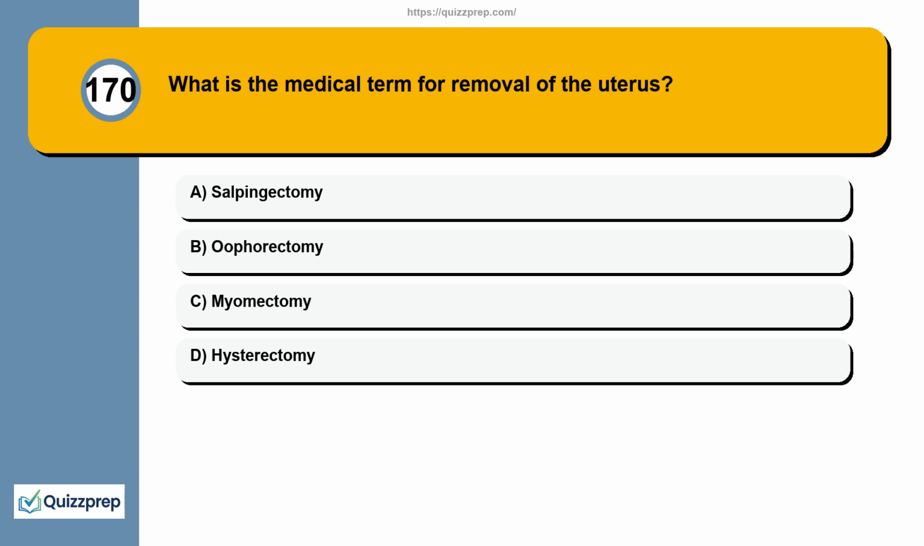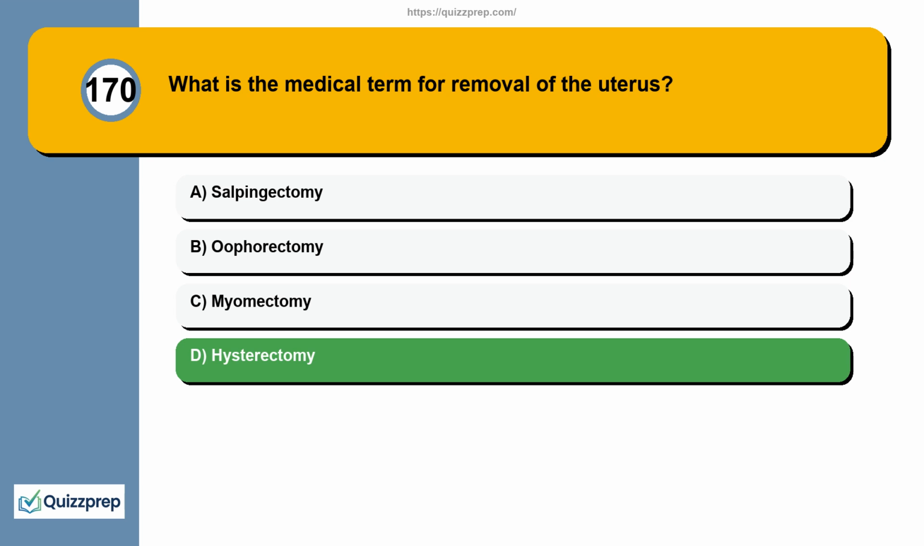Question 170. What is the medical term for removal of the uterus? Option A, salpingectomy. Option B, oophorectomy. Option C, myomectomy. Option D, hysterectomy. The correct answer is option D, hysterectomy.